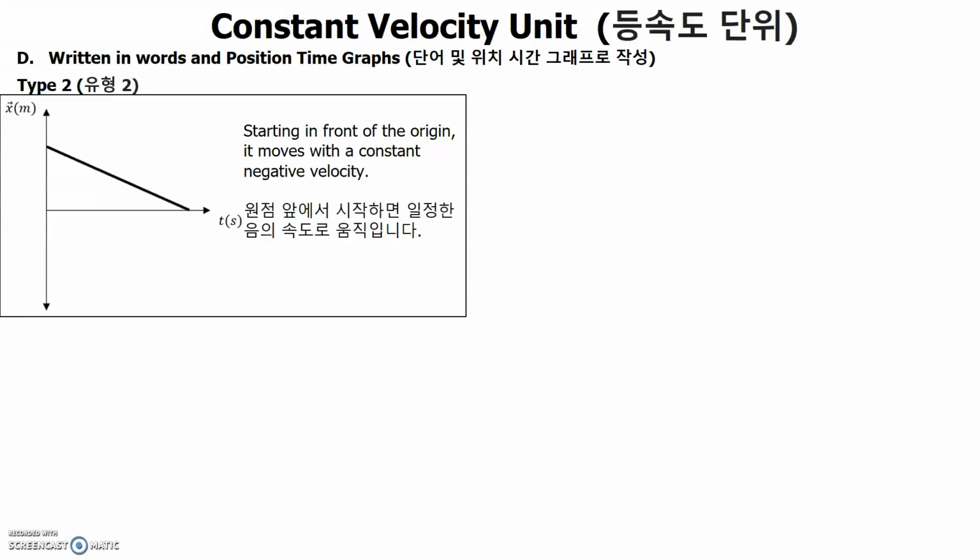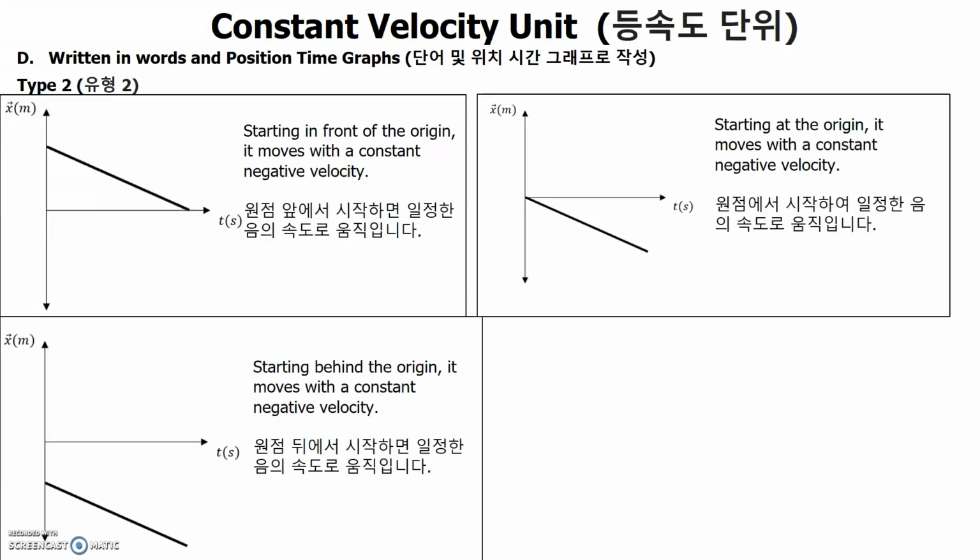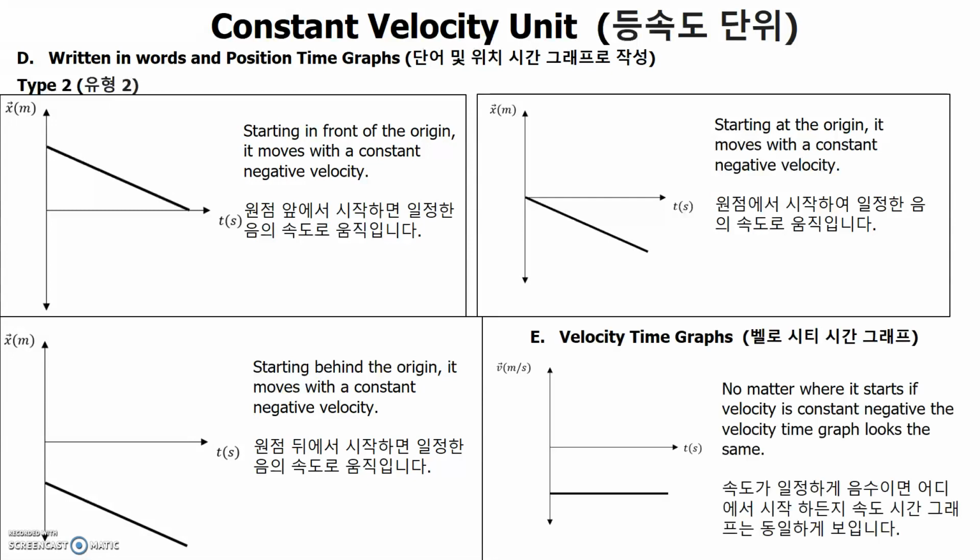So in this case, we have it starting in front of the origin. It moves at a constant negative velocity. This one is starting at the origin with a constant negative velocity, and this one's starting behind the origin with a constant negative velocity. For all of these, the velocity time graph looks the same. So no matter where it starts at, the velocity time graph, if it's moving at a constant negative velocity, looks like this.